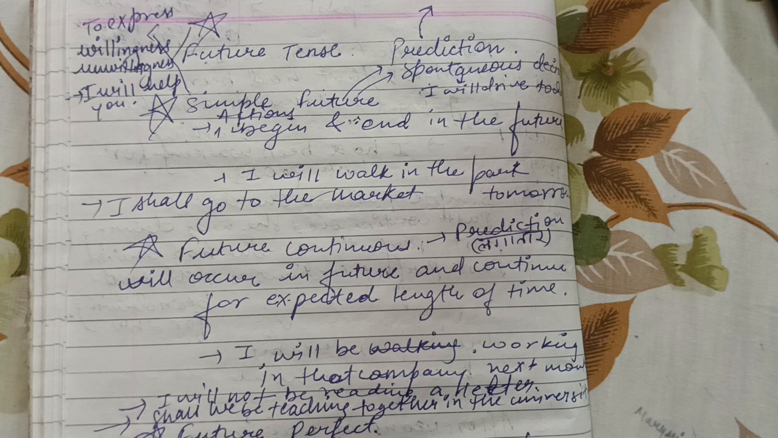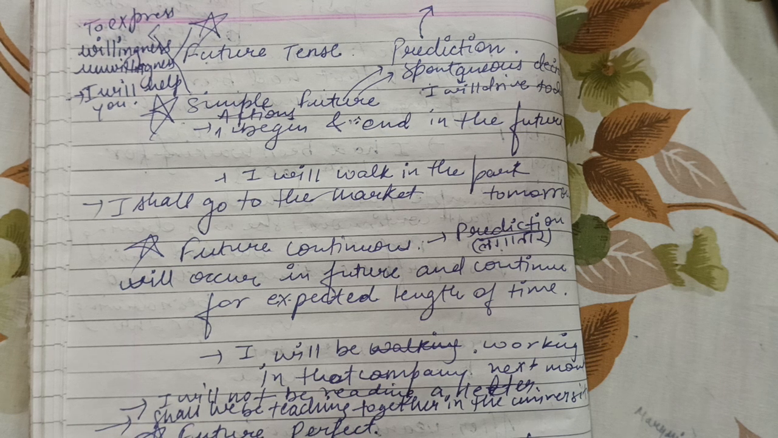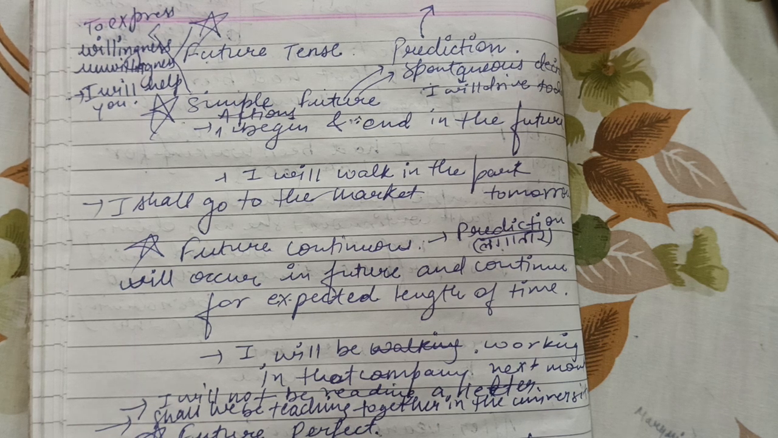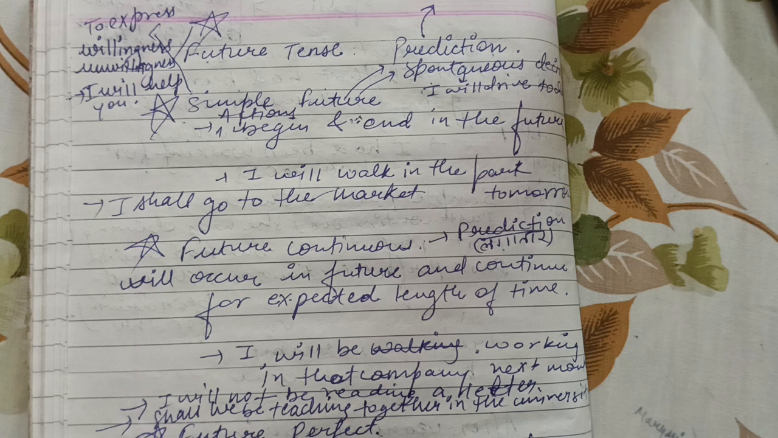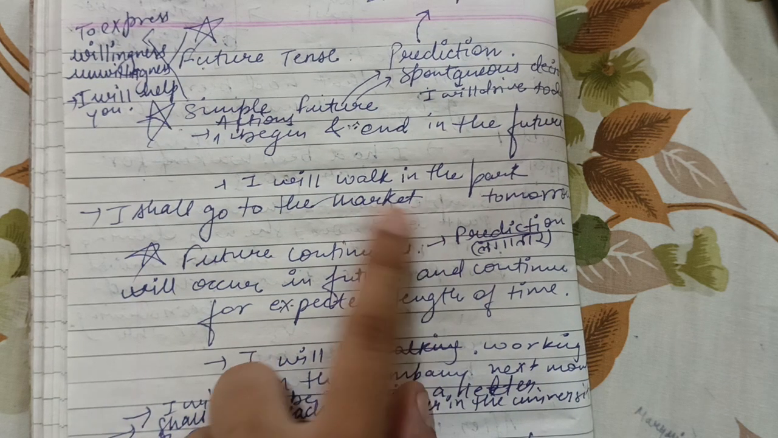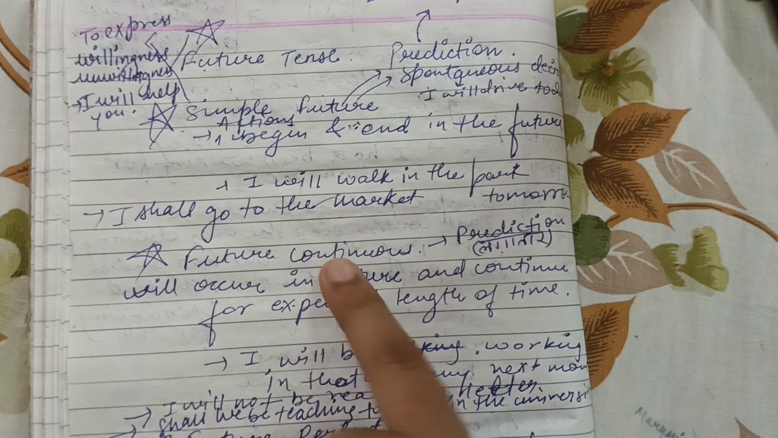See, in future tense we use two auxiliary or helping verbs, those are will and shall. Now always remember that will and shall are not auxiliary verbs, they are modal verbs. And with a modal verb we always and always use V1, the base form of the verb. So here we will use, like, "I will walk in the park." "I shall go to the market."